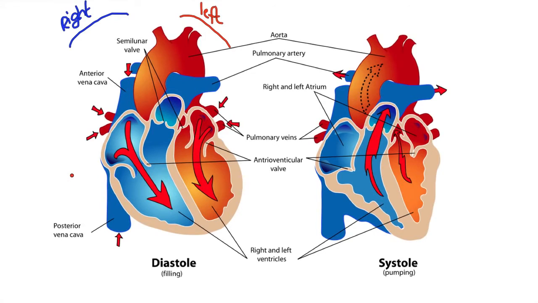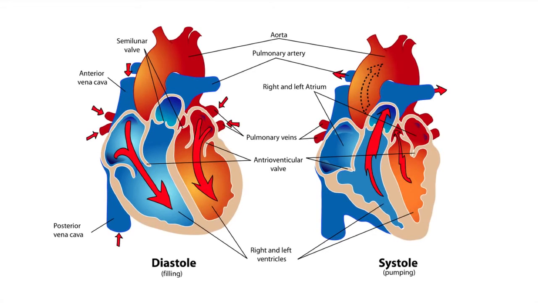Now there are a number of valves that are found throughout the heart, and there are a number of parts of the heart that we need to know. The first thing I want to point out is here we have the right atrium and the left atrium. So this chamber is the left atrium, this chamber is the right atrium. And then we have the right ventricle and the left ventricle. Same thing over here. We have the right ventricle, left ventricle, right atrium, and left atrium.